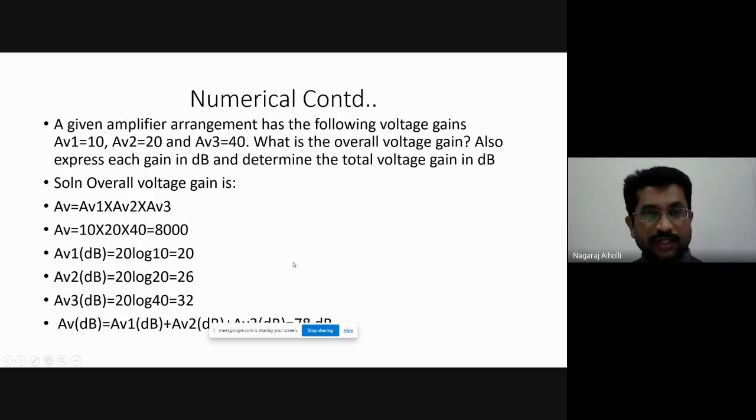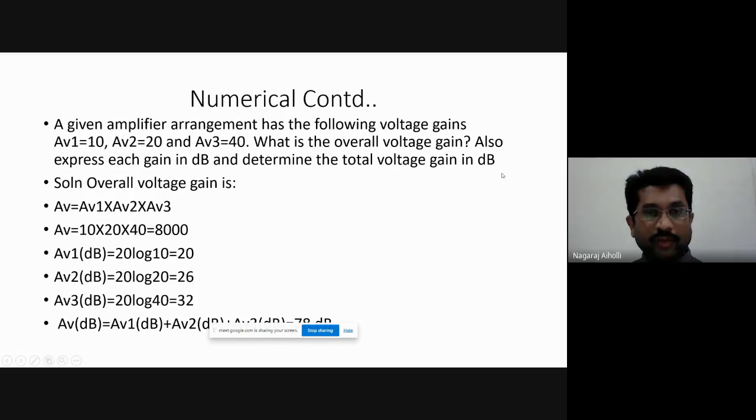Take this numerical, students. A given amplifier arrangement has the following voltage gains: AV1 equal to 10, AV2 equal to 20, AV3 equal to 40. What is the overall voltage gain? First part of the question. And also express each gain in dB and determine the total voltage gain in dB.